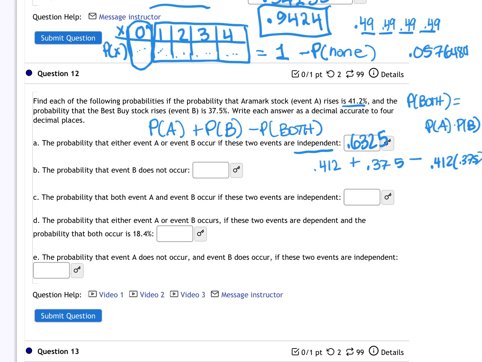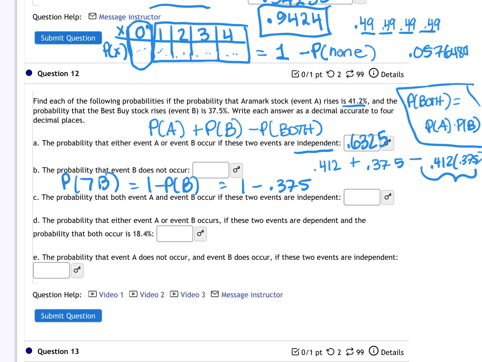Find the probability that B does not occur. Well, that's the event that is just, so the probability that B does not occur, probability of not B, is equal to 1 minus the probability of B. So that's just 1 minus 0.375. Okay? Probability that both A and B occur if these two events are independent. We figured that out right here already. That's this number right here.